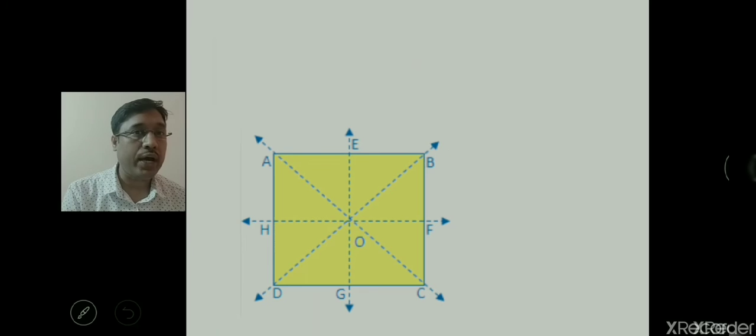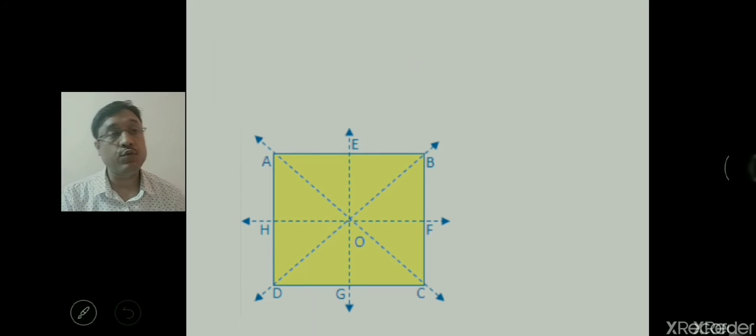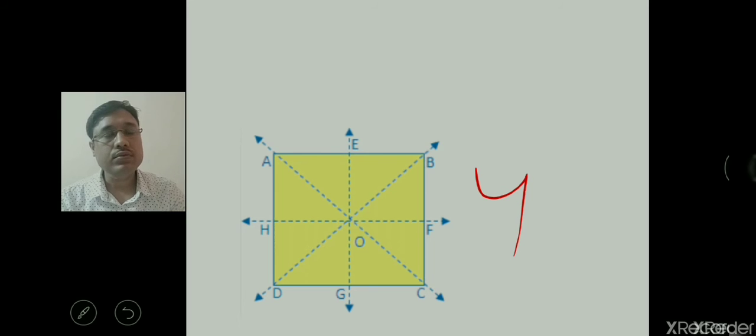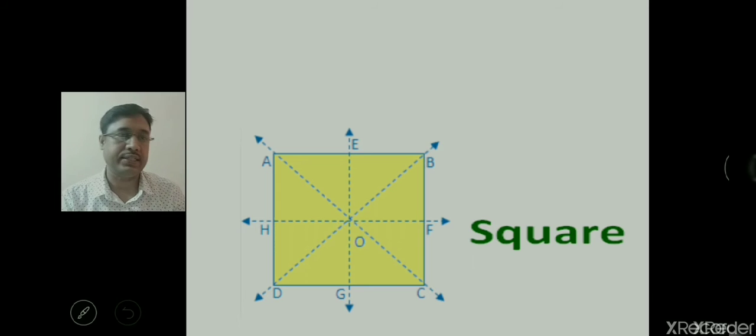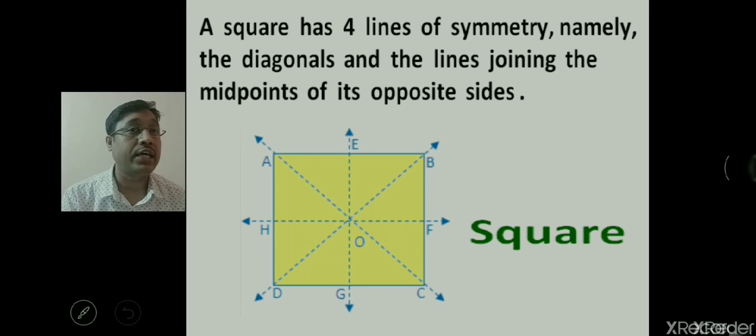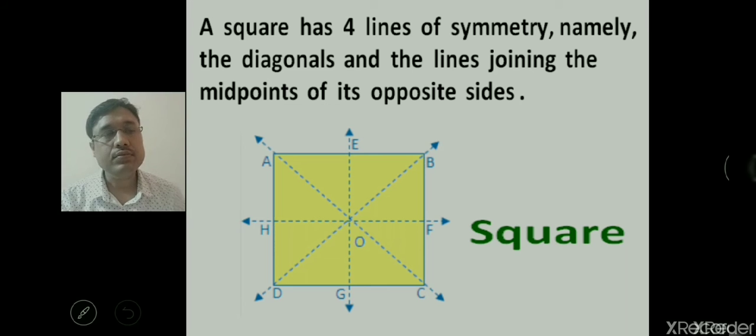Now we have a square. A square has four lines of symmetry, because you also include the two diagonals, which join the opposite vertices. So we can say a square has four lines of symmetry, namely the diagonals and the lines joining the midpoints of opposite sides. They are the lines of symmetry here.